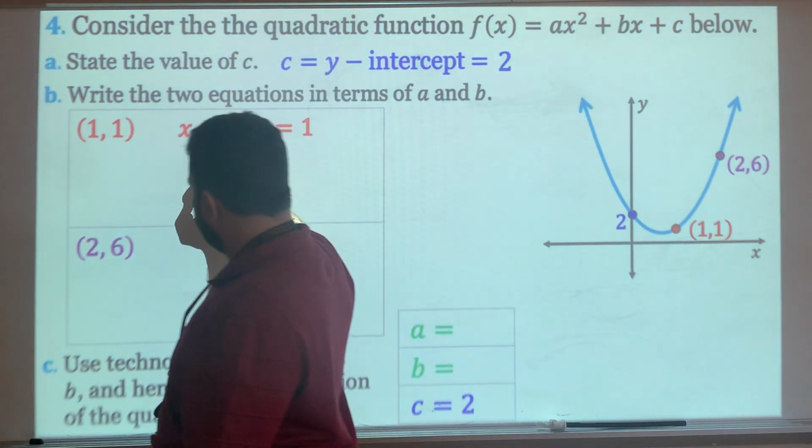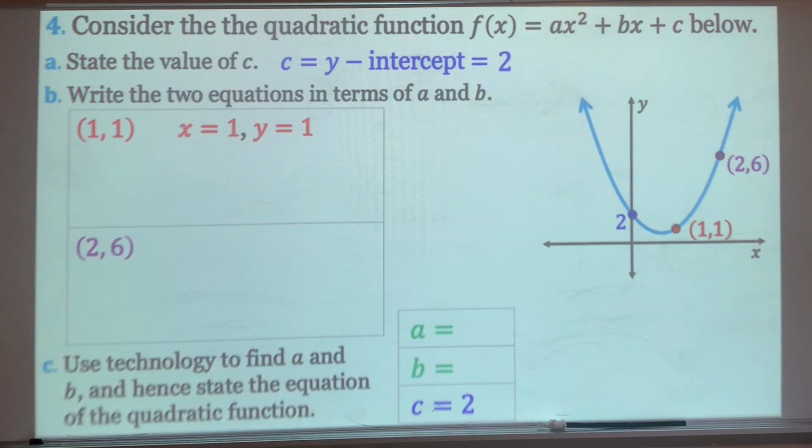Now, when x equals 1 and y equals 1, I want you to write the new equation. Go.